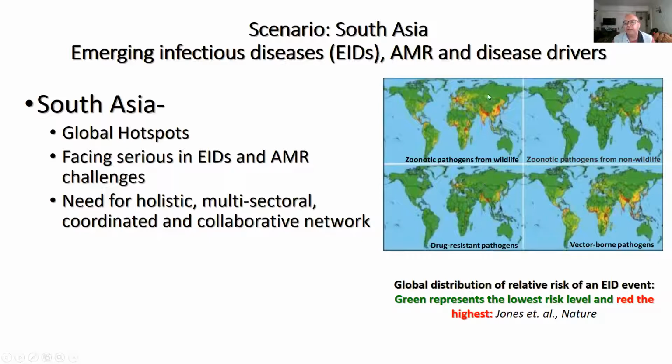Nepal is one of the members of South Asia. Whether you talk about wildlife, non-wildlife, vector-borne or drug-resistant pathogens, South Asia is facing all EIDs and AMR, and you need a holistic approach. You need multi-sectoral coordination and bilateral and multilateral coordination. Only then will you be able to contain these emerging infectious diseases, which include transboundary animal disease.